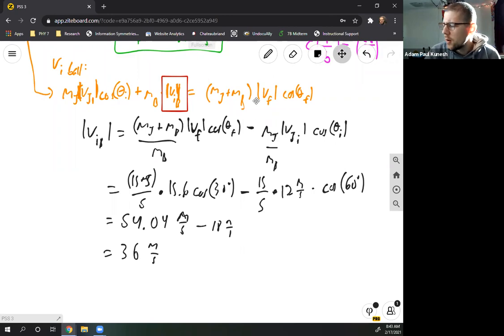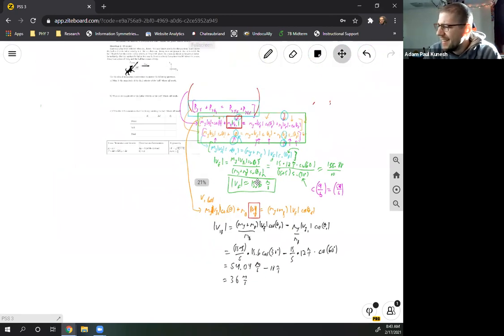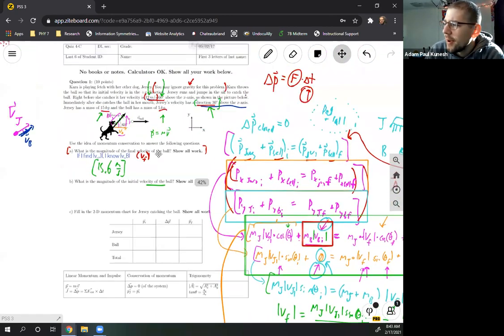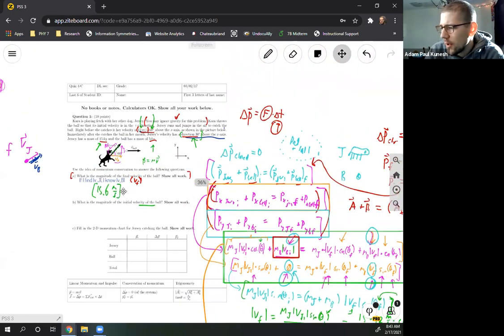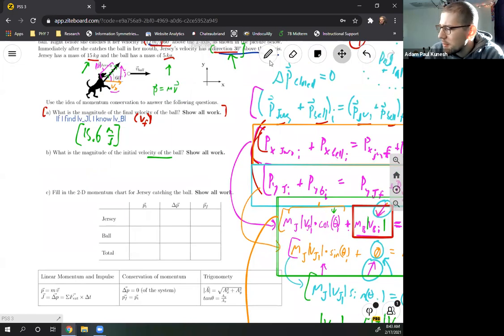It's a pretty fast moving ball. That's skill for the dog. Okay, so 36 meters per second. Wow, it's so fast. All right, 36 meters per second. Let's write it down.